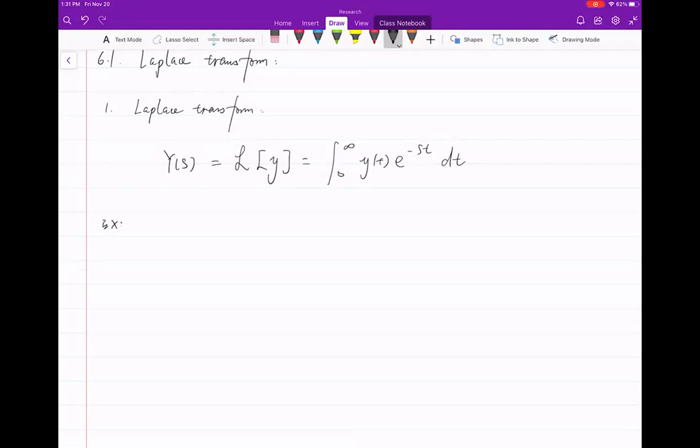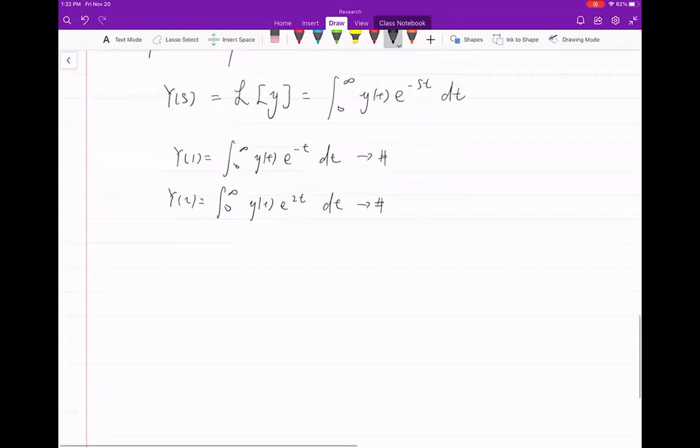It may look weird, but just think about this. Y1 is this. If you know y, you will be able to compute this one, and this one is going to be a number because it's a definite integral, right? Y2 is going to be this. So it's going to be a number once you know the s.